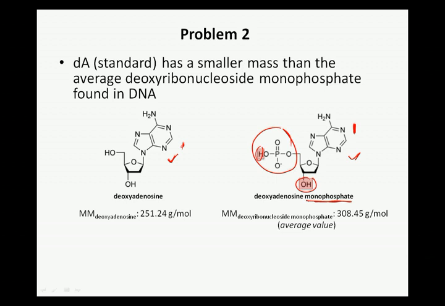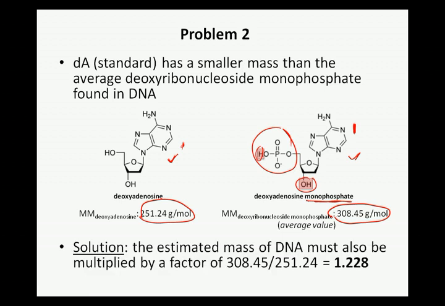So now, in fact, if you look at the mass of deoxyadenosine and you take the average of all the deoxynucleosides monophosphate which are found in DNA, there is a very significant difference here. And so, in the end, the mass that you get out of the standard curve not only has to be multiplied by 2, but it has to be adjusted by this difference, by multiplying by a factor which is nothing else than the ratio between the average mass of the deoxyribonucleoside monophosphate found in DNA divided by the mass of deoxyadenosine right here. So this factor is 1.228.